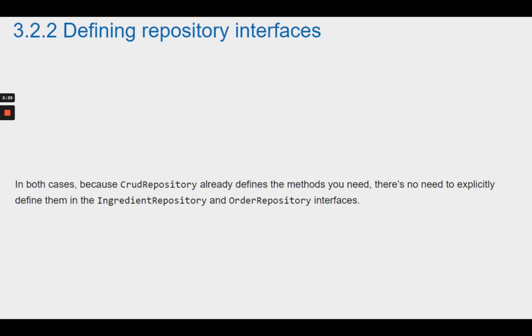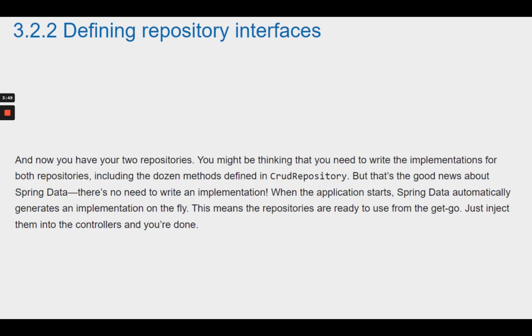In both cases, because CrudRepository already defines the methods you need, there's no need to explicitly define them in the IngredientRepository and OrderRepository interfaces. And now you have your 2 repositories. You might be thinking that you need to write the implementations for both repositories, including the dozen methods defined in CrudRepository. But that's the good news about Spring Data.